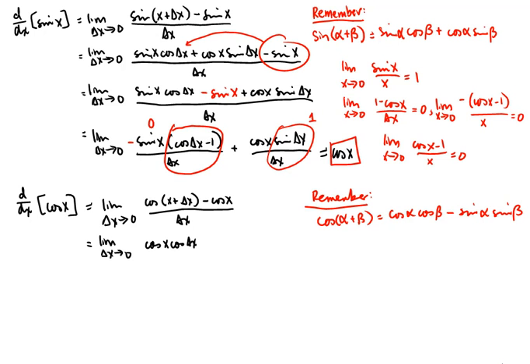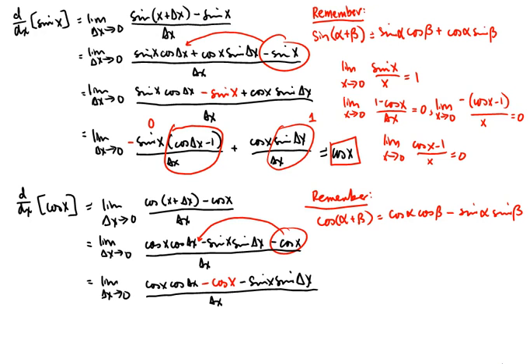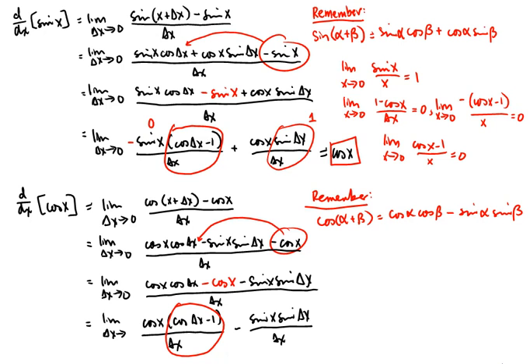So we'll get cosine x cosine delta x minus sine x sine delta x minus cosine of x, and all over delta x. We're going to move in the negative cosine x the same way we did above, leaving everything else the same. Then we'll factor out a cosine of x on the left and form 2 new fractions again. Once again, we can see our important trig limits. Cosine delta x minus 1 over delta x is 0, making the whole term on the left 0. Sine of delta x over delta x is 1, leaving you with the derivative of cosine of x is negative sine of x.